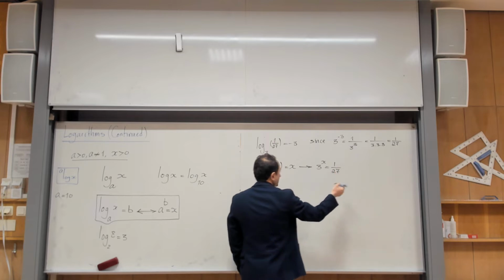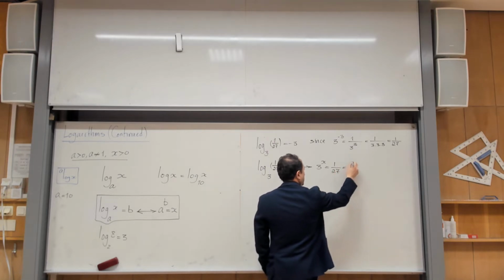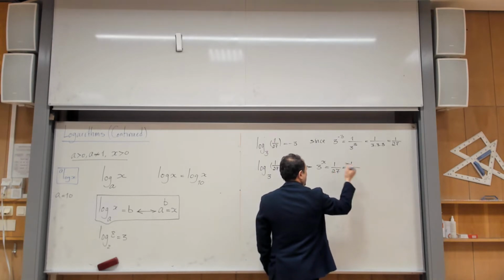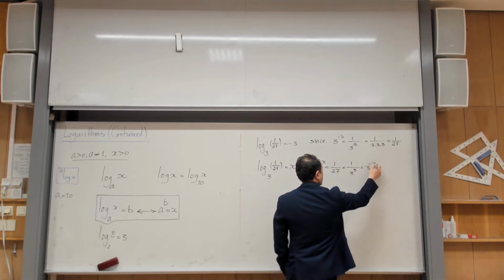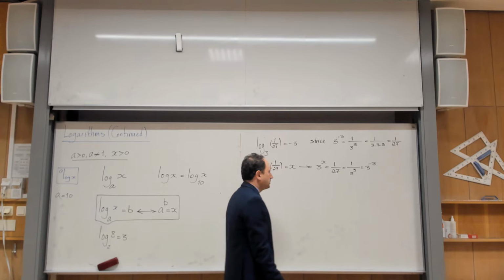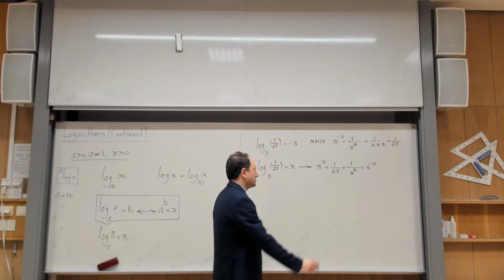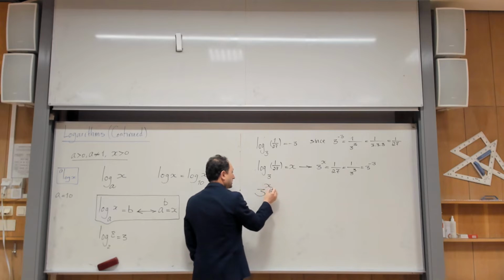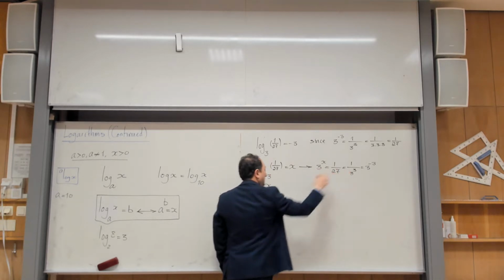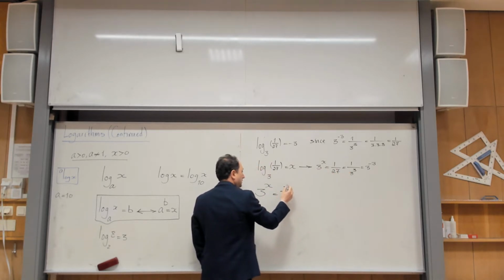But then hopefully you need to know that 27 is 3 to the power of 3. And then you bring it up, it becomes 3 to the power of minus 3. What is the purpose of doing all these gymnastics? Because we want to have something like this: 3 to the power of x turns out to be equal to 3 to the power of minus 3.